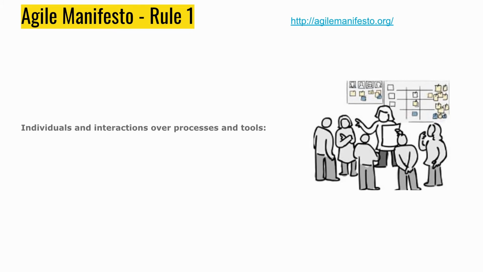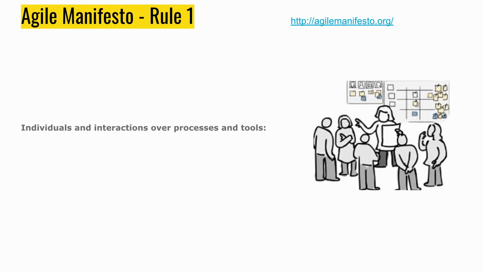It says individuals and interactions over process and tools. As you can see in the diagram, the first principle is very straightforward and to the point. We should have individual interactions rather than just following a process or tools. Suppose I have a bug as a tester and want to discuss whether it is a bug or not. I should be able to connect directly with my developer rather than following a tool like Jira, or going through a process that takes a lot of time.